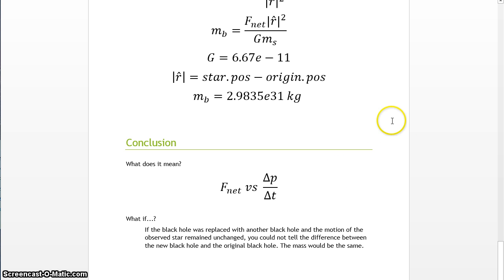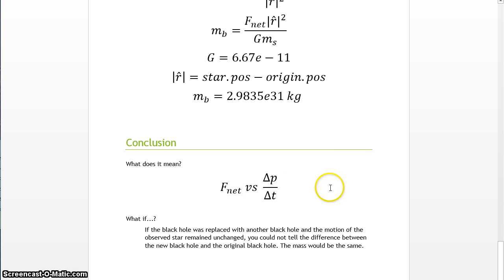Conclusion. What does it mean? Fnet versus change in P over change in T. Change in P over change in T is an approximation of Fnet because you're using finite numbers and timestamps. Delta T, in this case, was 86400 seconds.